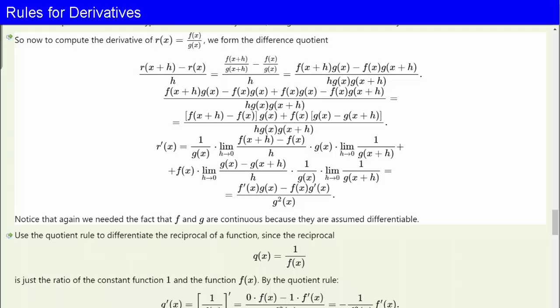Now you might ask, where did the minus sign come from in the f of x g prime at x? Well, go back and look at the difference quotient that gave you g prime, and it's written backwards as g of x minus g of x plus h. That's the way the algebra worked out. And so to turn it around, you have to multiply it by minus 1, and then in order not to change things, you have to put a minus 1 out front. Notice again, we needed the fact that f and g are continuous because they are assumed differentiable.